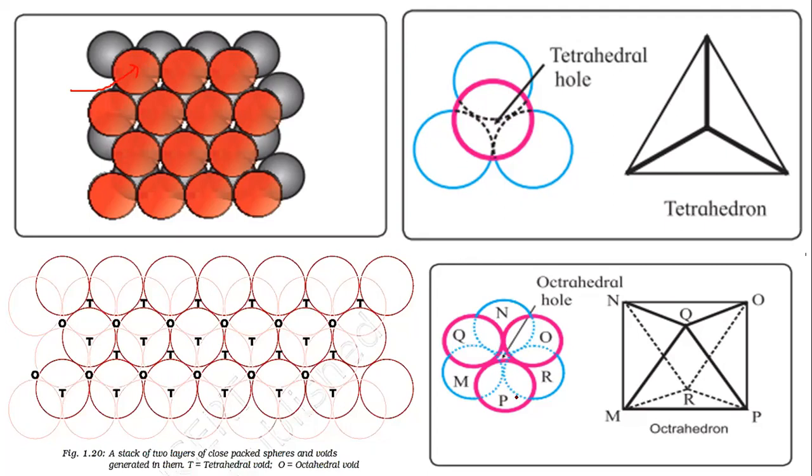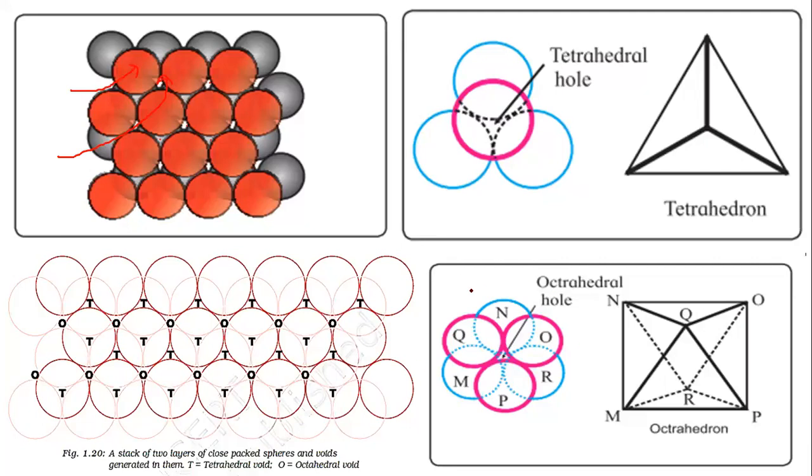And when three spheres are in the first layer and three spheres are in the second layer, such a void is an octahedral void. This is also an octahedral void. This is tetrahedral, tetrahedral, tetrahedral. Again, this is octahedral, octahedral, octahedral. Again, this is tetrahedral, tetrahedral. This is octahedral, octahedral, octahedral.